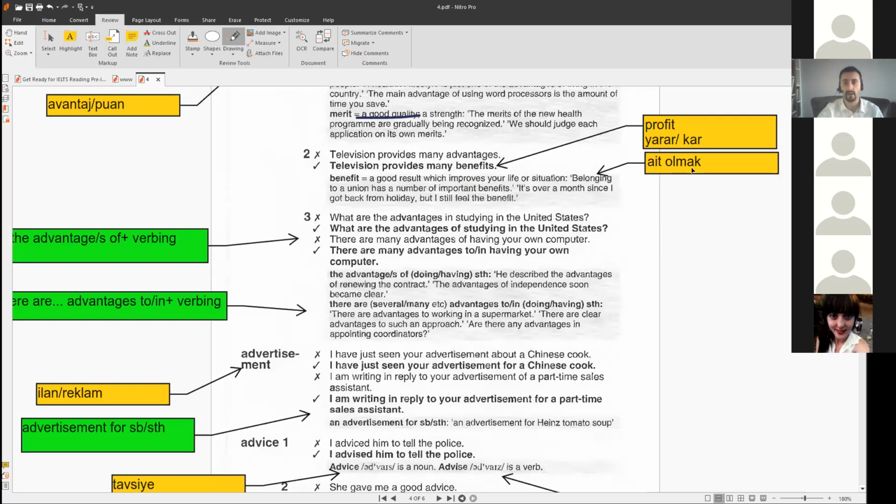Belonging means ait olmak. Belonging to a union has a number of important benefits. It's over a month since I got back from holiday, but I still feel the benefit. Again, benefit we use as the good results, which improves your life or situation. Benefit.